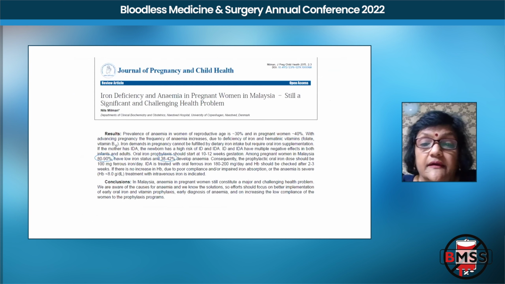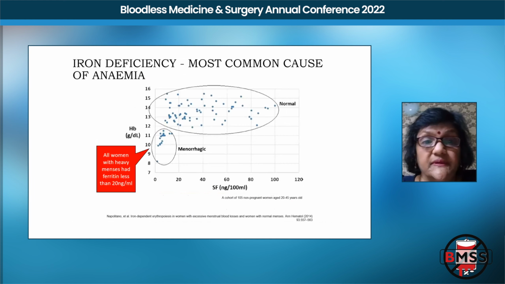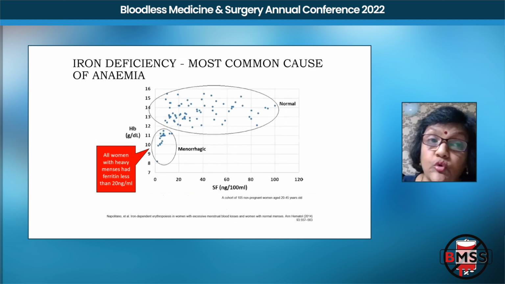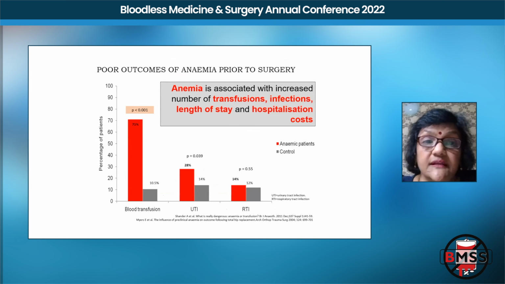Among pregnant women in Malaysia, 80 to 90% of them have low iron status, and 38 to 40% of them go on to develop anemia. The American College of Obstetricians and Gynecologists says that active identification and correction of anemia for all preoperative cases is essential, and that is what is practiced in our hospital as well. Women who have heavy menses are one of those prone to iron deficiency anemia. And if they have a ferritin of less than 20 nanograms, definitely they are prone to iron deficiency anemia.